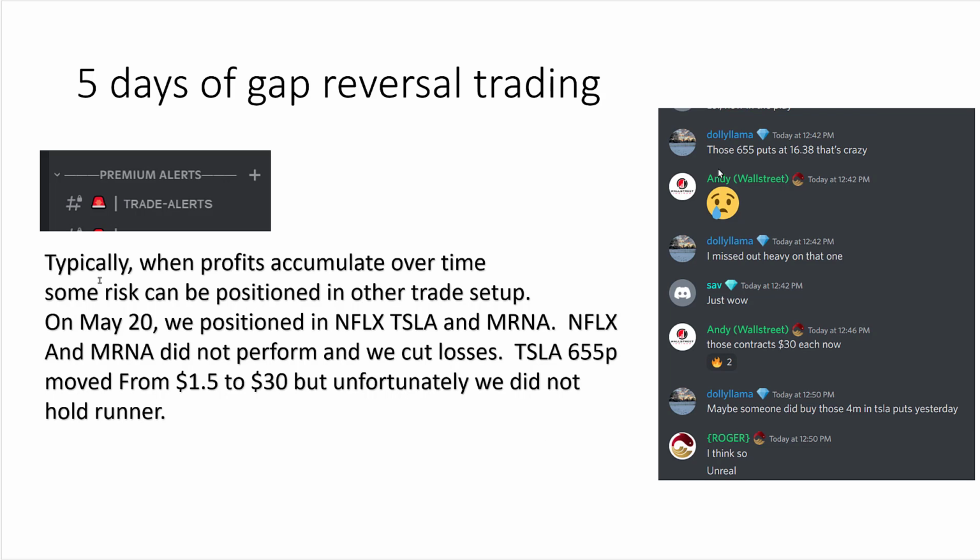And yeah, this is what I was talking about with Tesla. Today, May 20th, we had the 655 puts that we got around $1.5 to $2, and they moved up to like $30. And that's huge. Just one contract, if you open up 3 at like 450, then closed off 2 at like $3, and then held 1 to like 30, that's like $3,000.